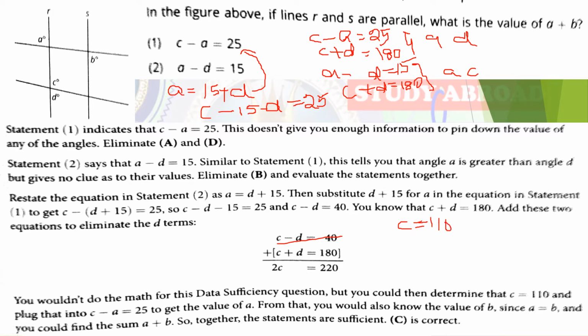So total angle C plus D is 180 degrees. So D is equal to 70. Then you just substitute D here, and the C value we also know. So from that you can determine the value of A.